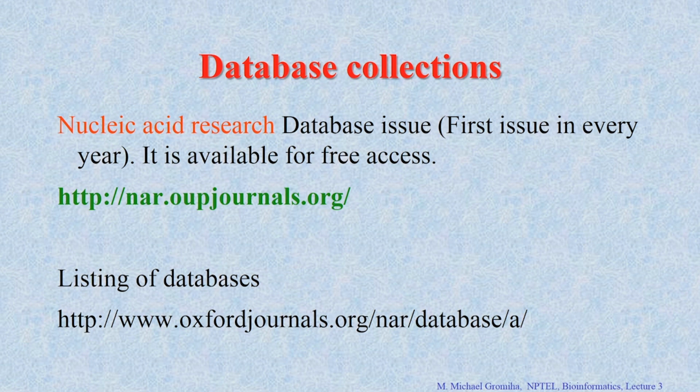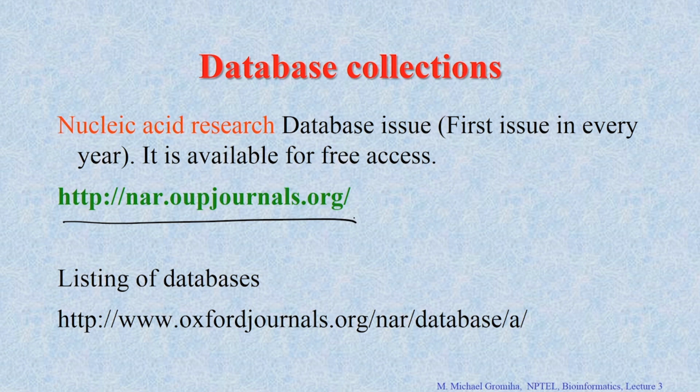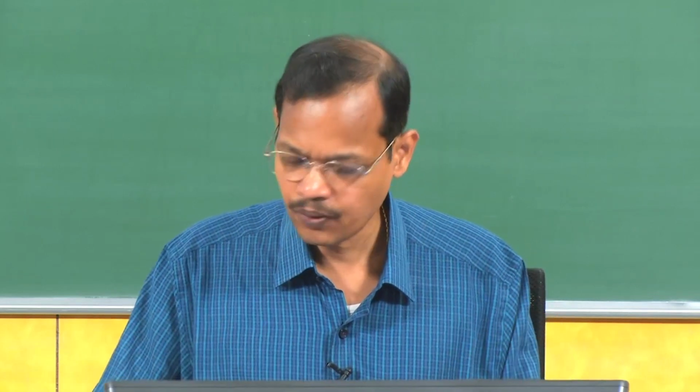There are several databases available in the literature. If you look into the nucleic acid database issue, the Nucleic Acids Research journal publishes one special issue every year. The first issue of Nucleic Acids Research, in January, publishes the databases. If you look at this NAR website, there is a listing of databases. Currently, there are more than 500 databases listed in the NAR database list. If you go through this, you will get a lot of information. Also, they classify the data into various aspects.